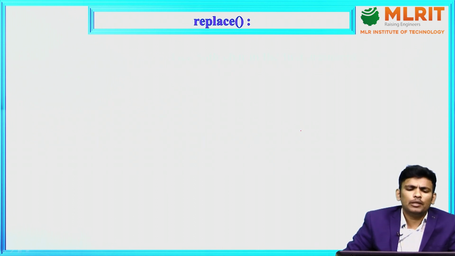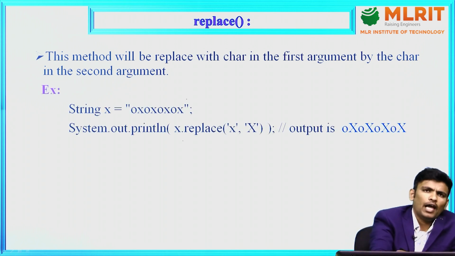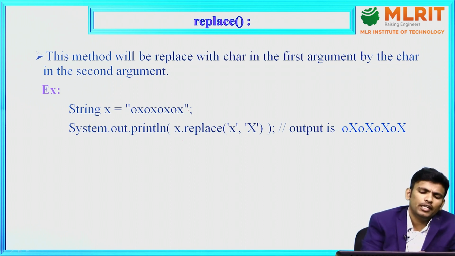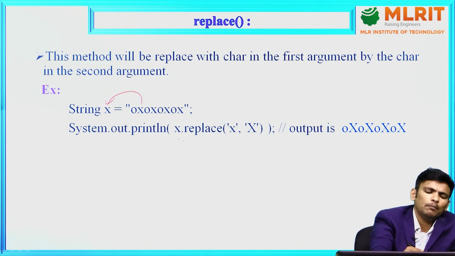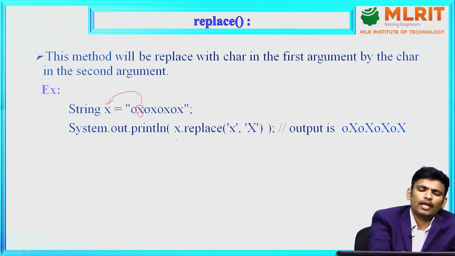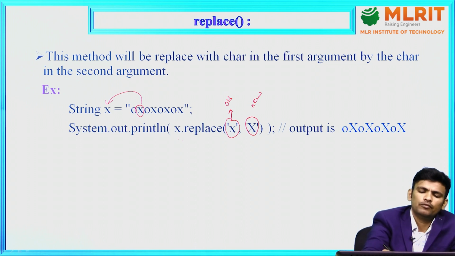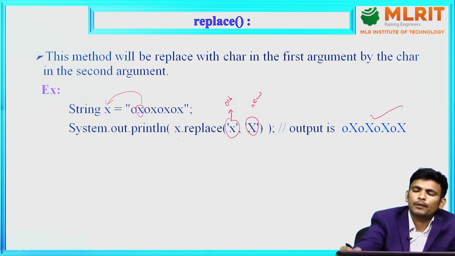So the replace method, as the name suggests, will replace in the string. Suppose you take an example, here I have a content like this, and I assigned this value to the x variable. Now my intention is to replace this small x with a capital X. So simply use the replace method: x.replace, this is the old character or old string, and this is the new one. Whenever you apply this replace method, it will print like this.